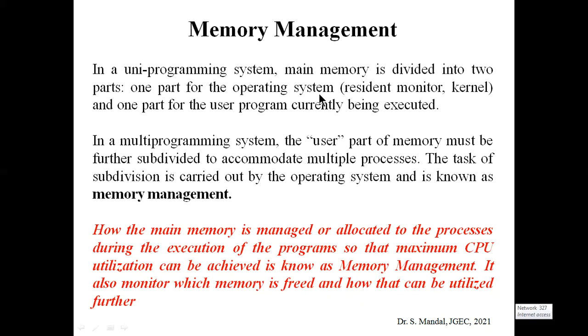One part is for the operating system, where the initial monitor or kernel of the operating system is loaded, and one part is allocated for the user program that is currently being executed. But the main thing is uniprogramming. That means only one process or only one program can be executed in the main memory at any time instance. Okay.